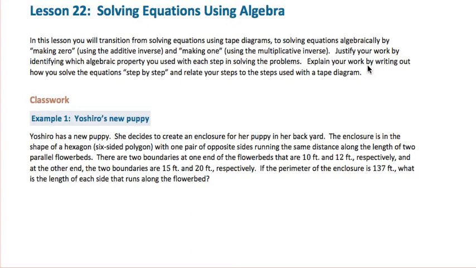That means in that order. And at the other end, the two boundaries are 15 feet and 20 feet, respectively. If the perimeter of the enclosure is 137 feet, what is the length of each side that runs along the flower bed?